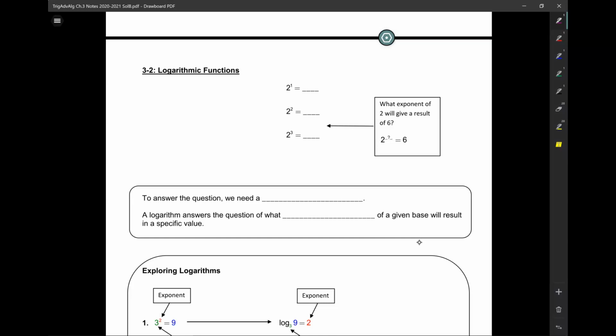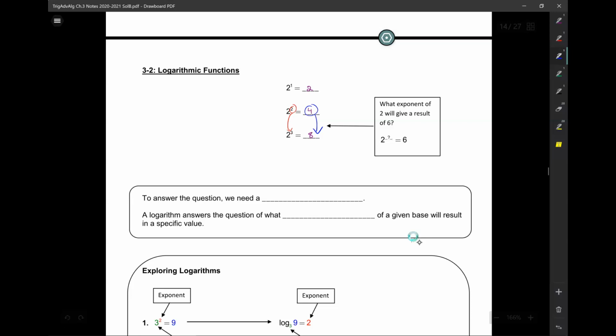So here we have the powers of 2. When the exponent is 1, I have 2 to the 1, that's 2. When I raise the exponent to 2, now I have 2 to the power of 2, that's 4. And then 2 to the power of 3 is 8. So look at what happened here. I raised my exponents 1 to 2 to 3, but in going from 2 to 3, the value jumped from 4 all the way to 8. So I skipped through all of those numbers.